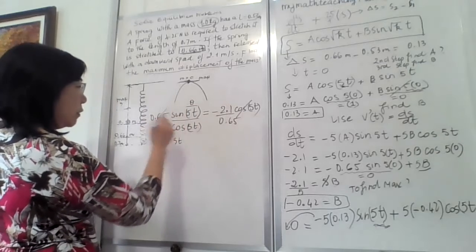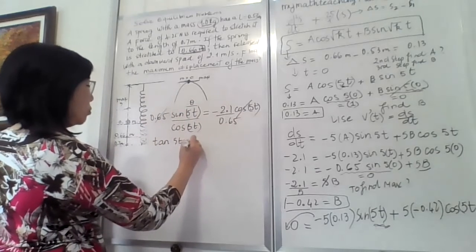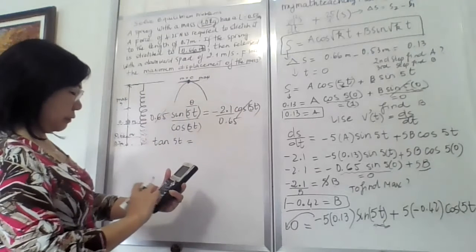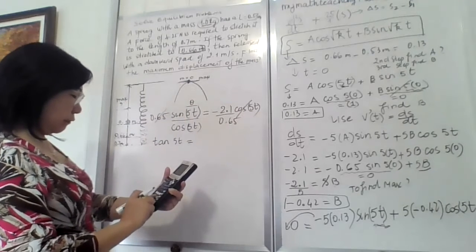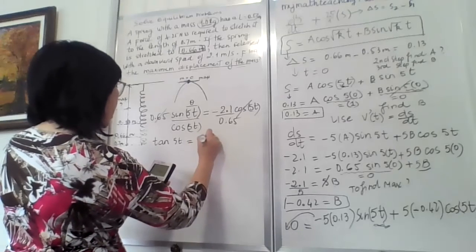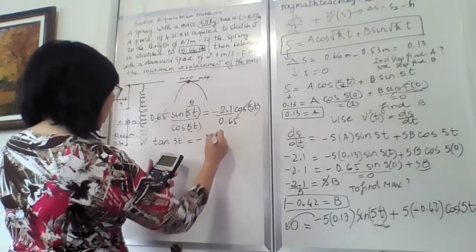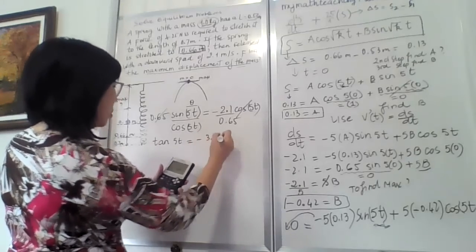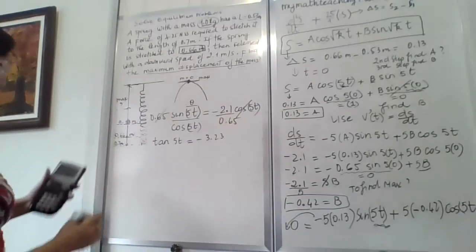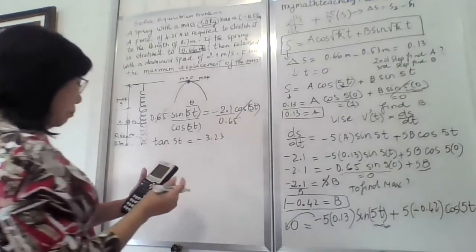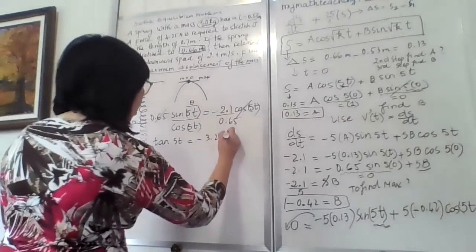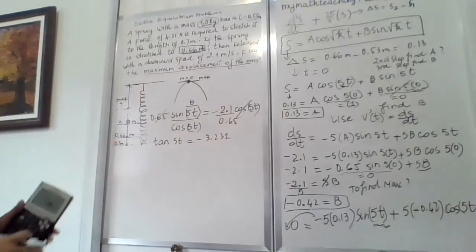Tan equals sine over cos, right? So tan of phi t equals this number. Let's figure out this number. Divide by 0.65. So this number is minus 3.23. On my calculator, that's what the number looks like. I round it up, so minus 3.23.